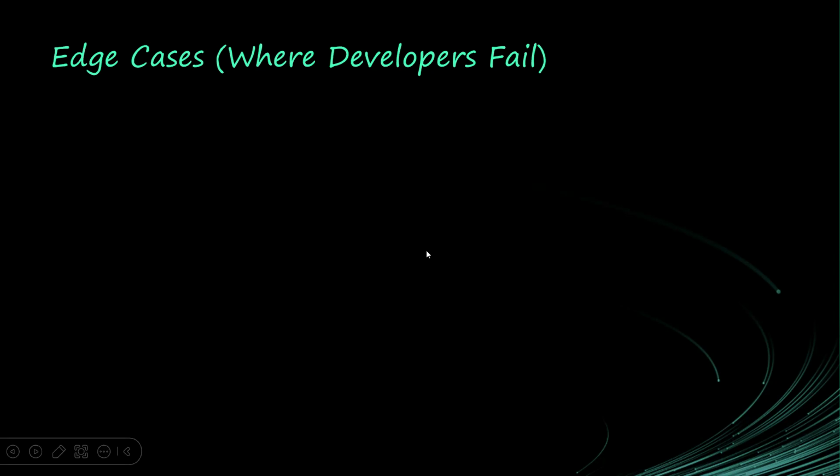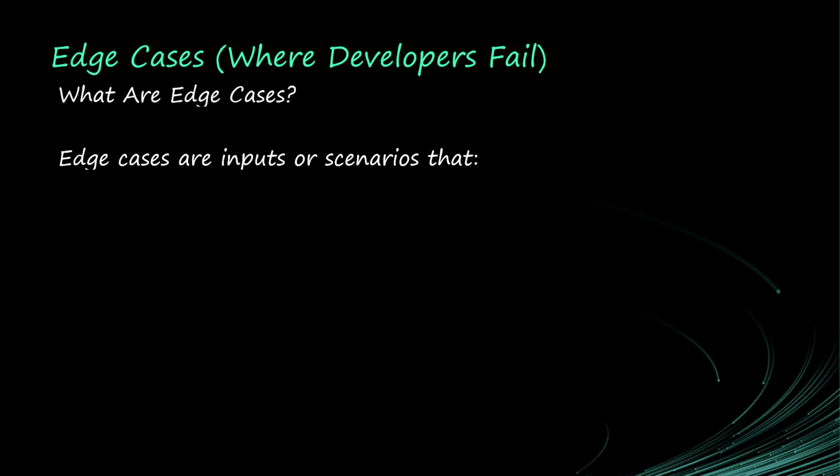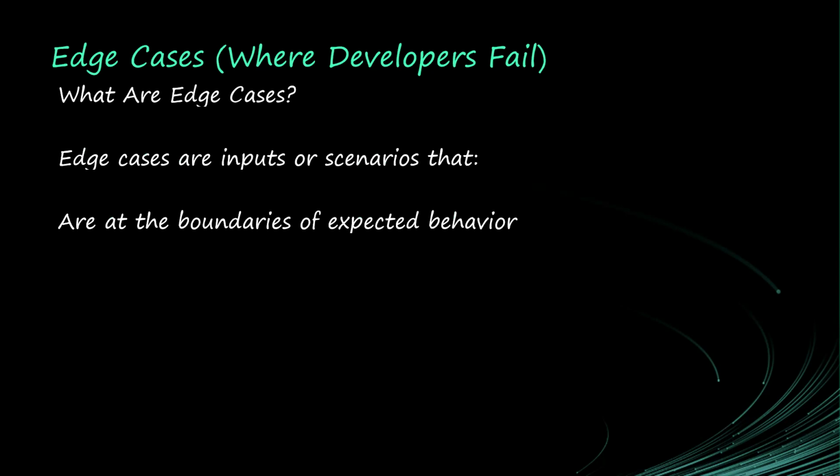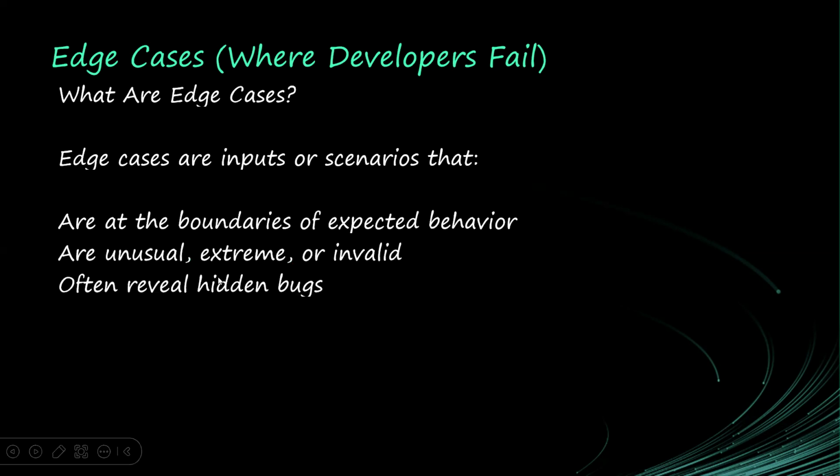Okay. So now let's dig deep into what we mean by edge cases and normal cases. Edge cases are inputs or scenarios that are at the boundaries of expected behavior. When you're writing your code, you expect the user will just do exactly what you wrote. No, users can come with something crazy. So they are unusual, extreme, or invalid. They often reveal hidden bugs. So if you have an add function and in your normal case you're testing that it should add two numbers, what if the user gives you three numbers? What if the user gives you five numbers? What if the user gives you a negative number?